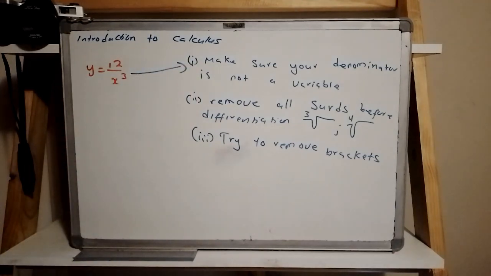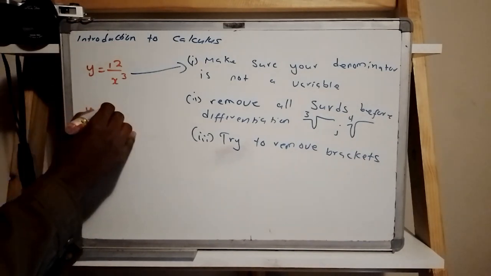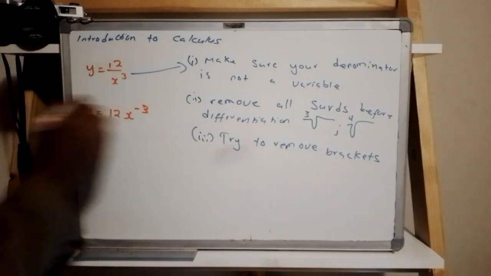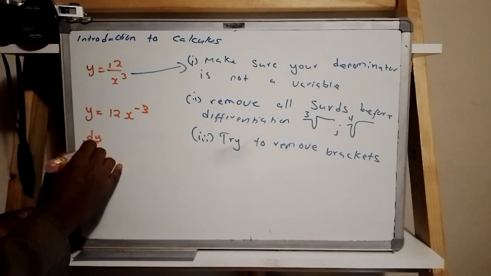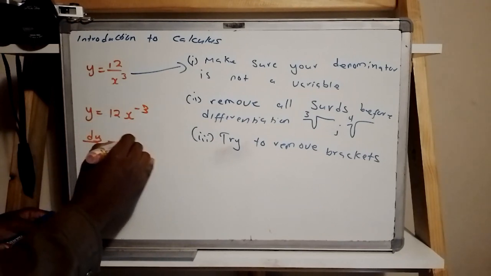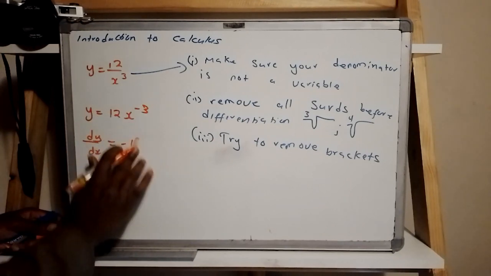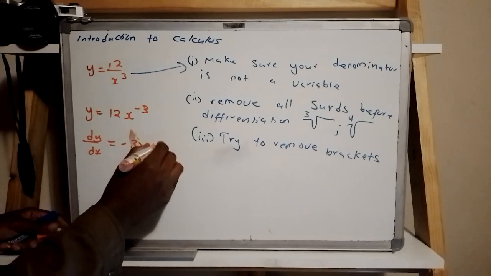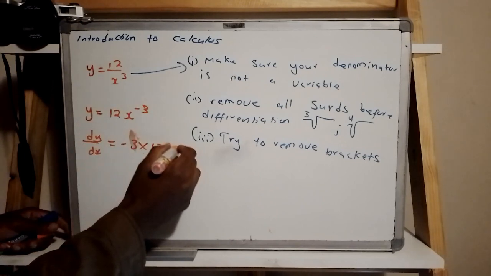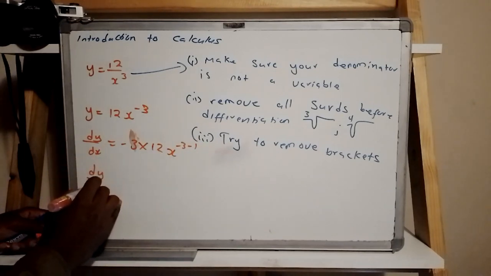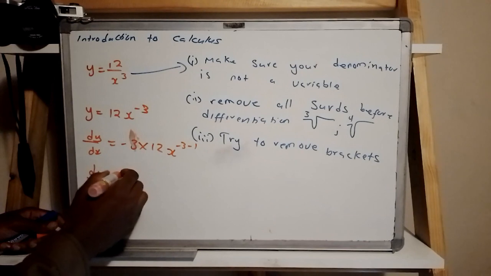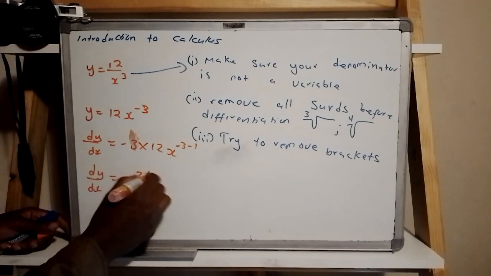This one is linked with the first rule. My denominator is x to the power 3. How do I remove that? It means I'm going to say y is equal to 12x to the power minus 3, right? That is the first thing. Then, when I differentiate, dy over dx will give me negative 3 multiplied by 12 x to the power negative 3 minus 1. Then dy over dx is equal to negative 36.